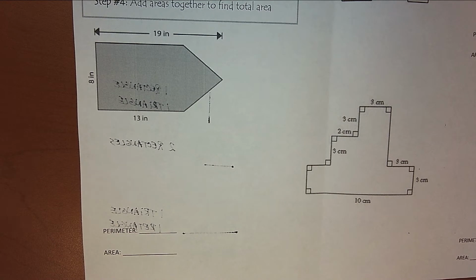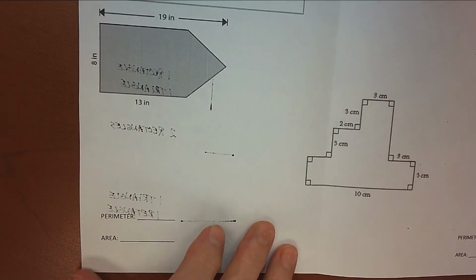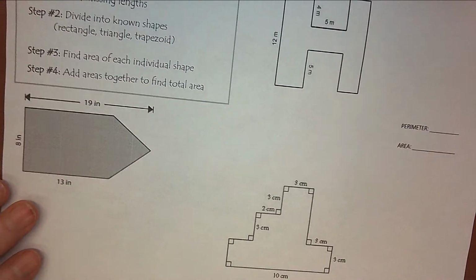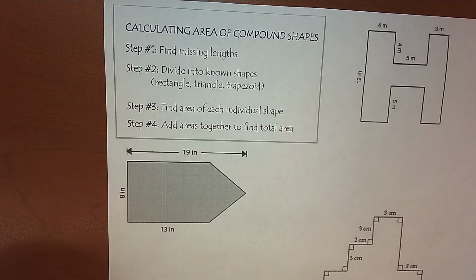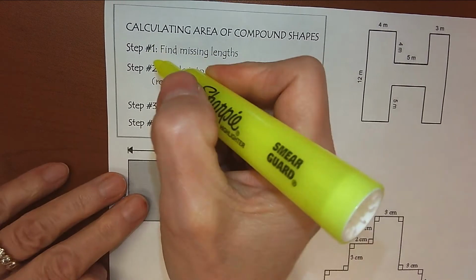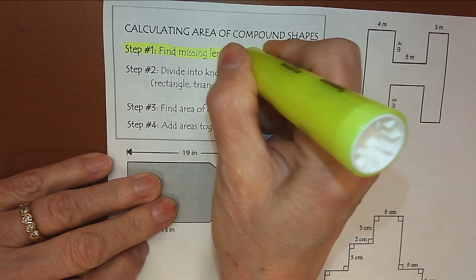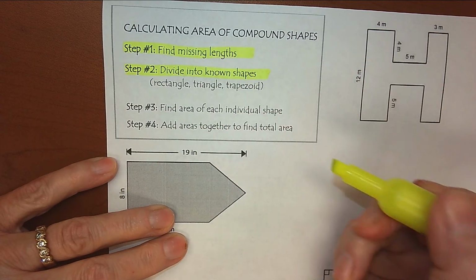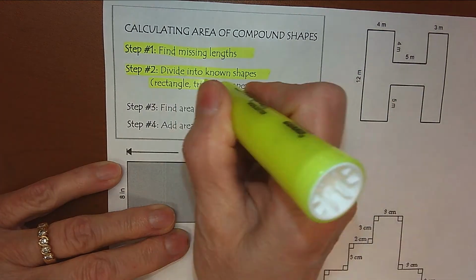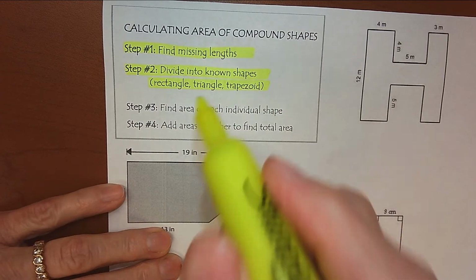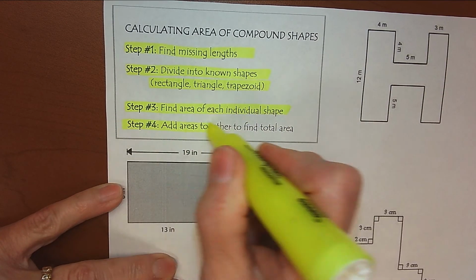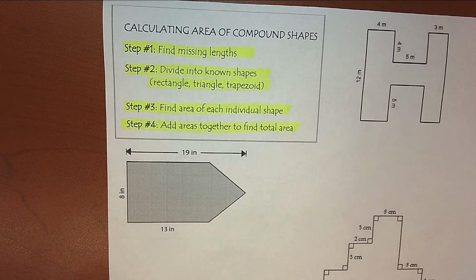And so for our first one here, I'm going to get a fresh copy so that we don't have the marker showing through. So just some steps to follow. First of all, we want to make sure that we find any missing links. If there are missing links on our shape, let's get those filled in. Then we'll want to divide our shape up into shapes that are known to us: rectangle, triangle, trapezoid. And then we want to find the area of the individual shapes. And then finally, we'll add all the shapes together to find the total area.